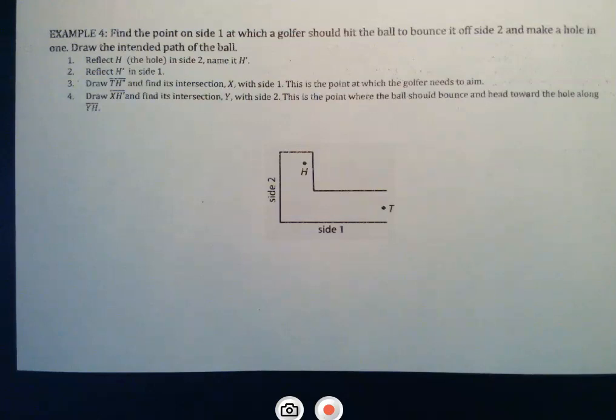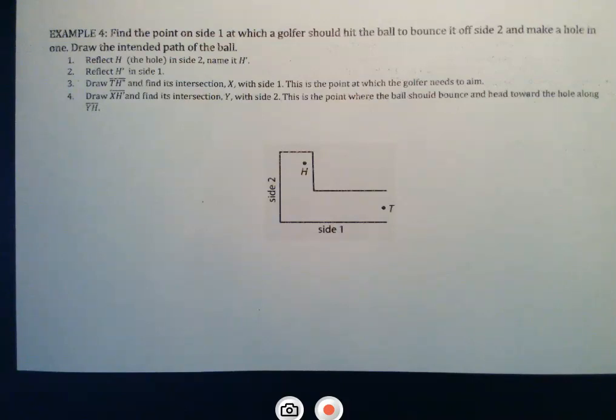Oh, I already know it. You just hit it against the wall where it goes into H. You would hit it against the wall, but it wants you to find the point on side 1 at which the golfer should hit the ball to bounce off of side 2. So from the tee, you want to hit side 1 and hit side 2 and then hit the hole. But here's the thing. There is geometry to this. It is about glide reflection.